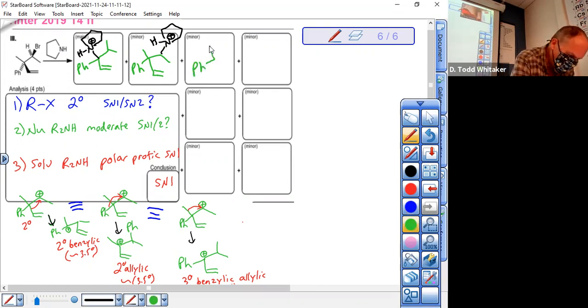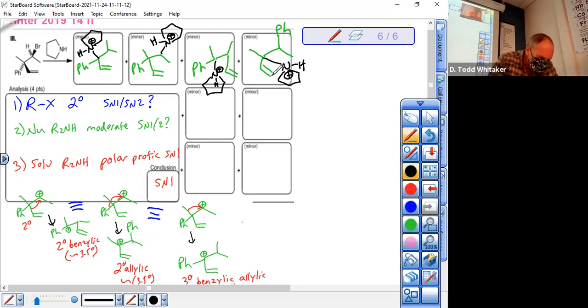Phenyl goes to a C with a methyl. It goes to a C with another methyl and a vinyl and the nitrogen. An H. Right there. So I got that one. I didn't do this one yet. These are all different, aren't they? 1, 2, 3, 4. We got all the SN1.